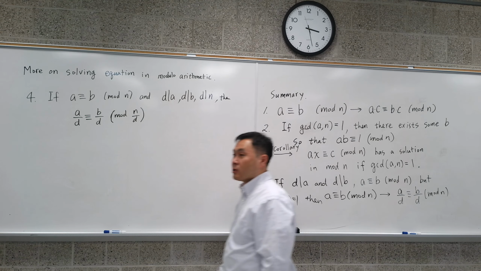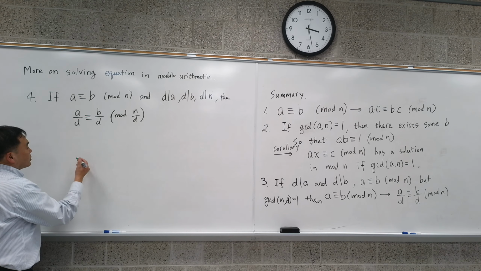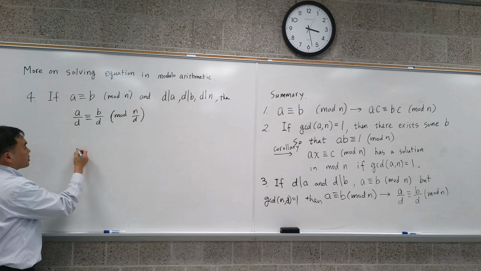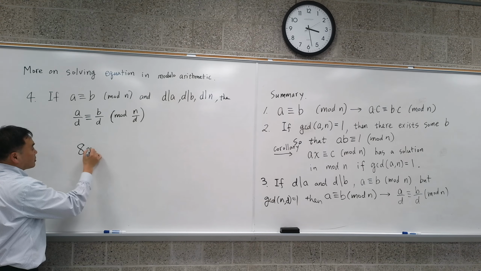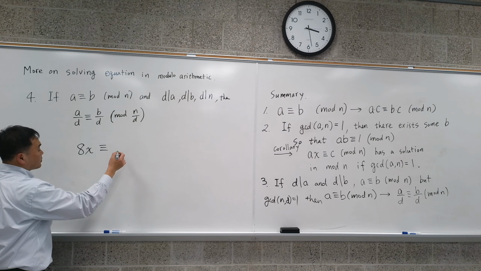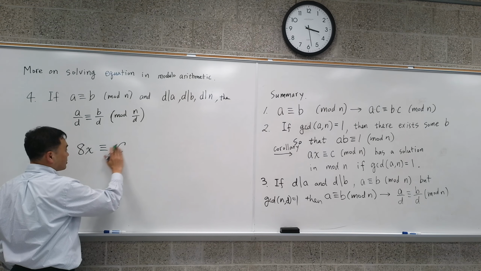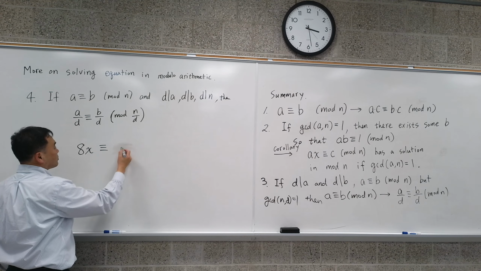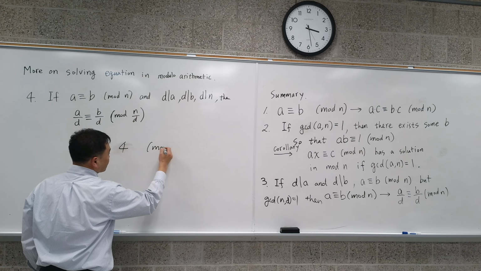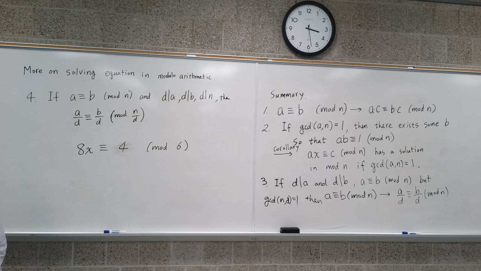So, going back, let's see the following case. If we have 8x congruent to, no, not 6, sorry, 4 mod 6. Let's think about this example.